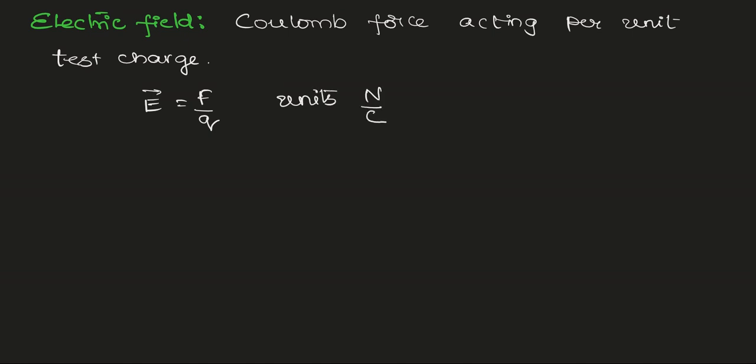Newton per Coulomb or volt per meter, and its dimensional formula will be Newton dimensional formula M L T power of minus 2 by Coulomb, which is ampere into time, so this will be equal to M L T power of minus 3 A power of minus 1. This is the corresponding dimensional formula for electric field.